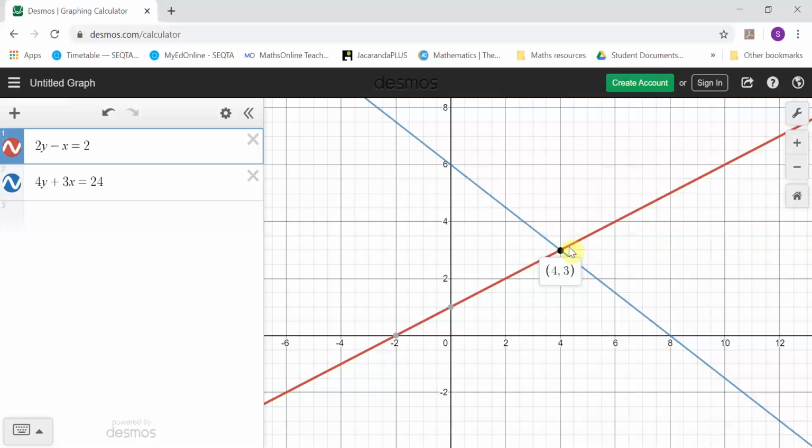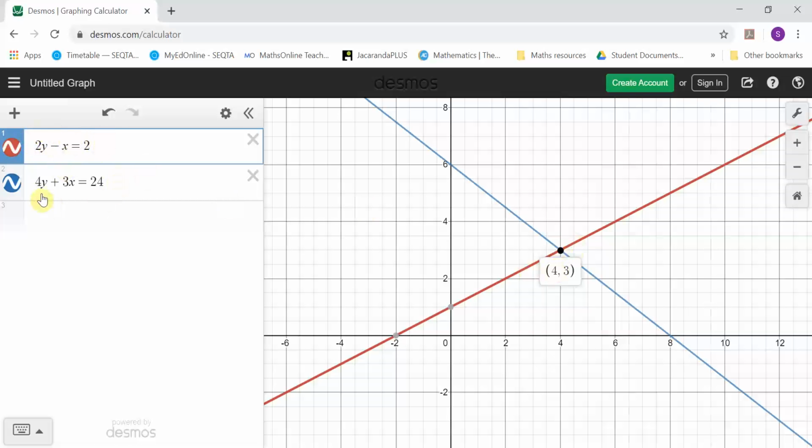And we can test it for our equations. If we test for the red one, we've got x equals 4 and y equals 3. 2 times 3 is 6, minus 4. 6 minus 4 is 2. Good. We can check using substitution that the point (4, 3) is a solution to the red equation.